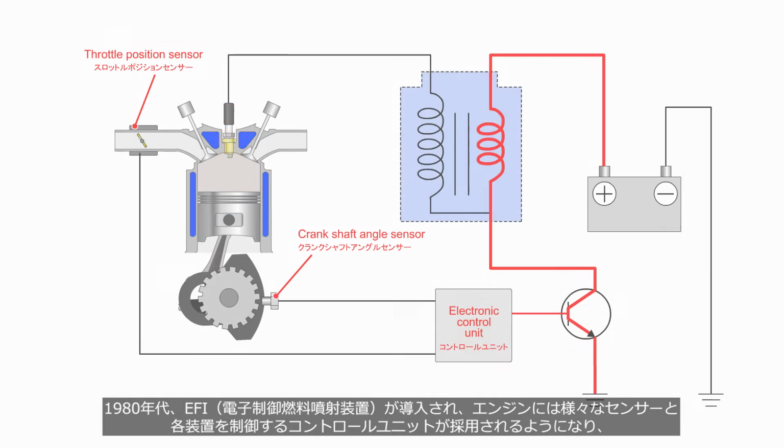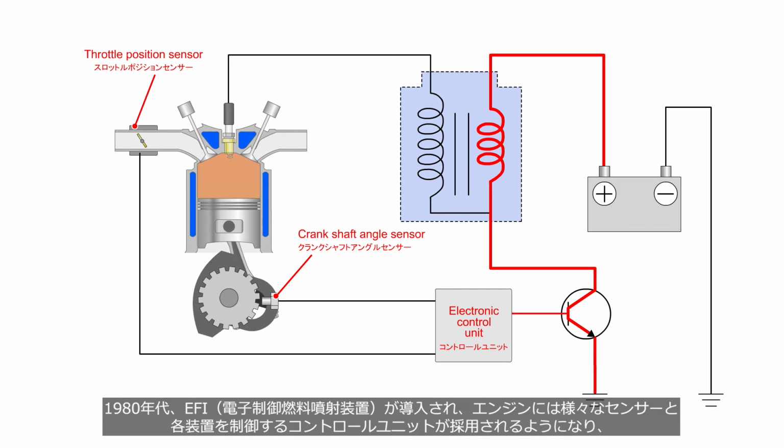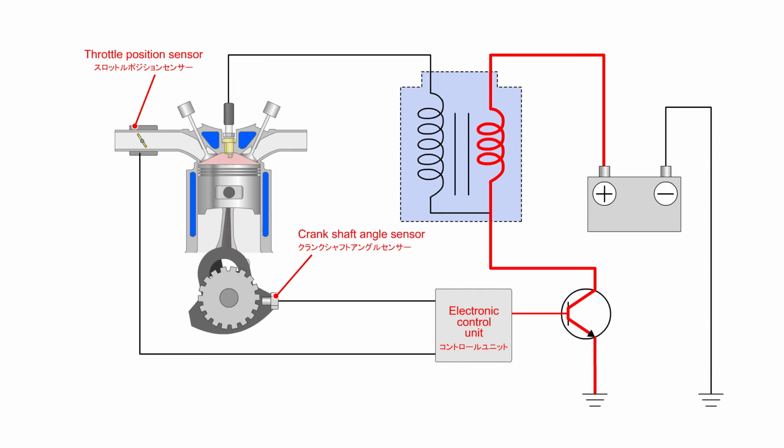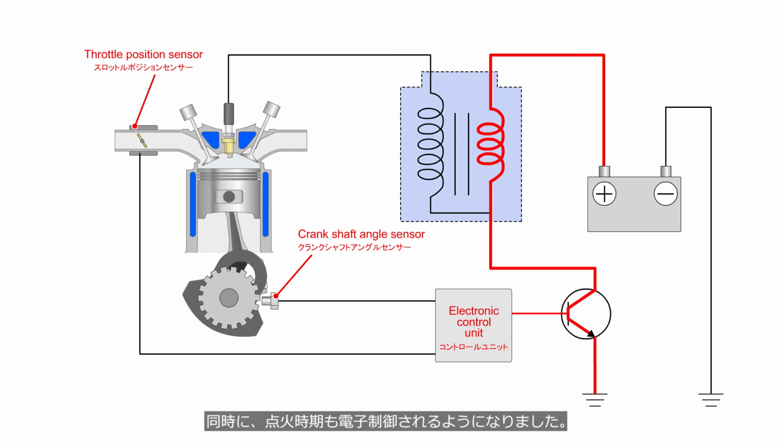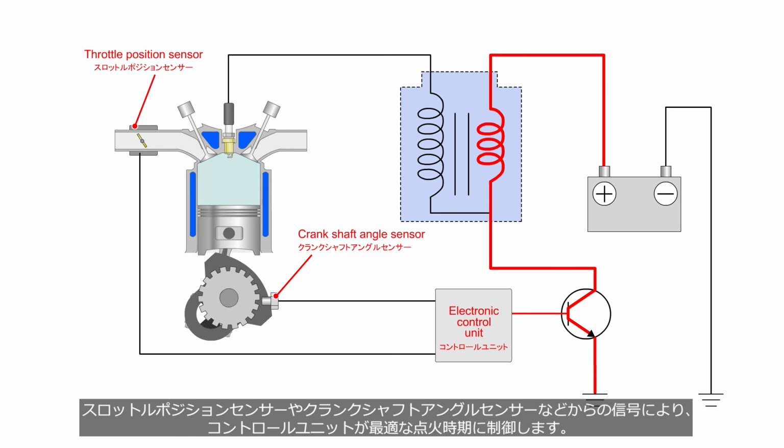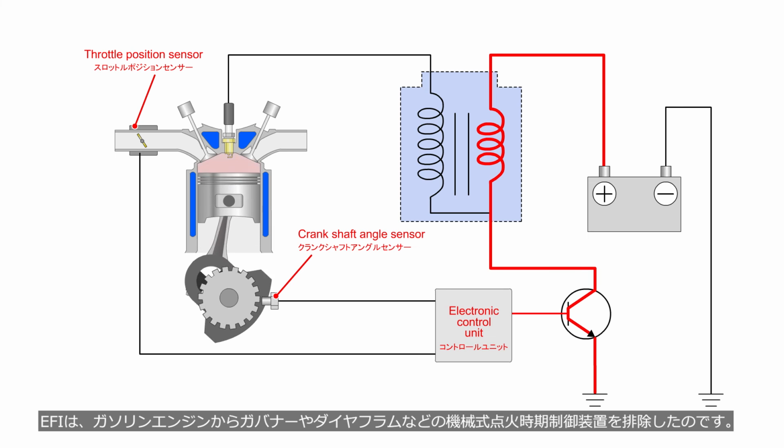In the 1980s, EFI, electronic fuel injection systems were introduced, which incorporated various sensors and a control unit to manage fuel injection devices. Additionally, ignition timing was electronically controlled using these sensors and control unit. The control unit controls the optimal ignition timing based on signals from sensors such as the throttle position sensor and crankshaft angle sensor. EFI has eliminated mechanical ignition timing control devices, such as governors and diaphragms from gasoline engines.